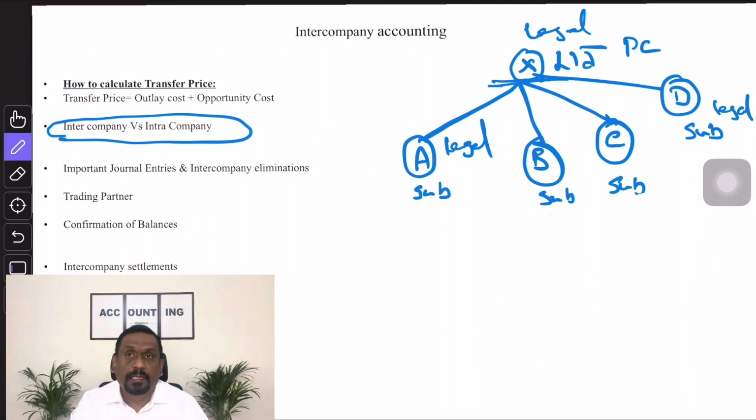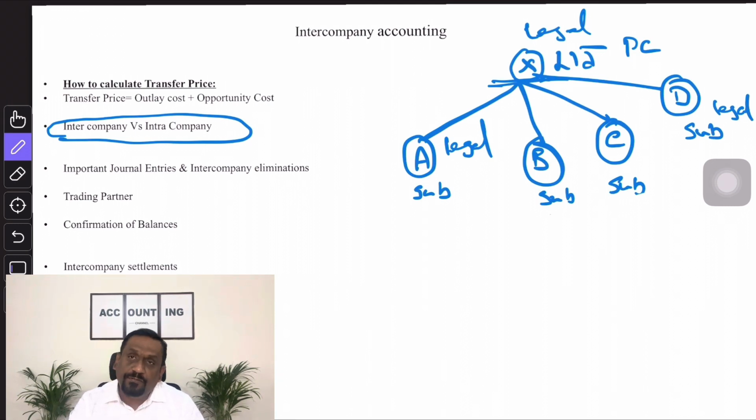Clear? Right. Now, whatever goods or services are transferred by X Limited to their respective legal entities, at which price these goods and services have been transferred between these legal entities is something we need to understand. The price at which these goods and services are transferred from the parent company to different legal entities or subsidiaries is known as transfer pricing. That is what we understood.